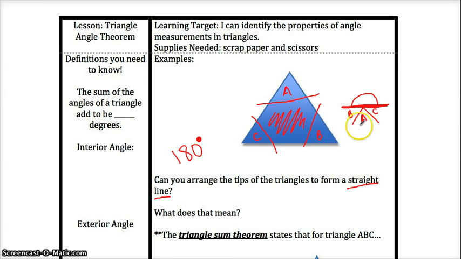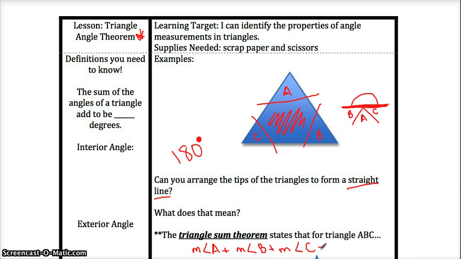Well, this is what we're learning today, the triangle angle theorem. This states, and it's right here in bold, the triangle sum theorem states that for triangle ABC, remember we label shapes based off of the letters that we give them. So this is triangle ABC. So we know that for triangle ABC, the measure of angle A plus the measure of angle B plus the measure of angle C will give you a certain amount of degrees.